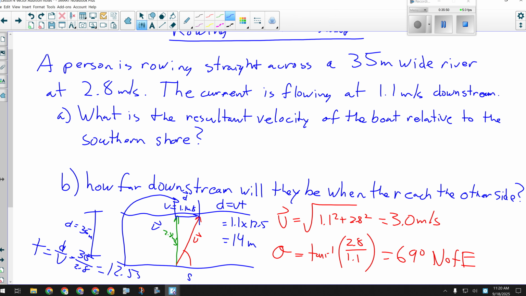There's not really any other tricks that can happen with a boat question. The biggest trick is identifying going across or rowing across, and that just involves reading the question here. Other than that, they're not too crazy. All right, any questions on those?